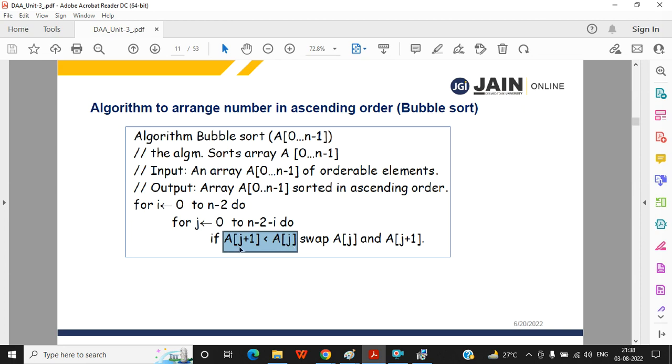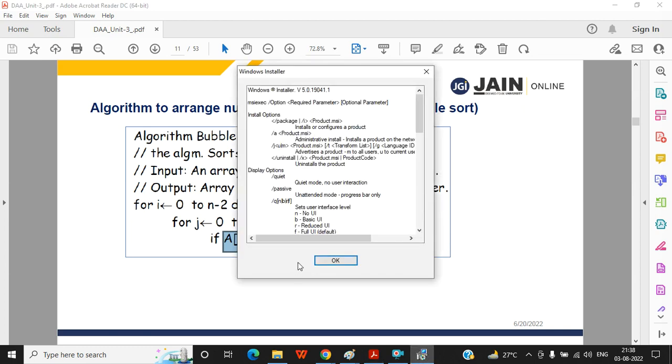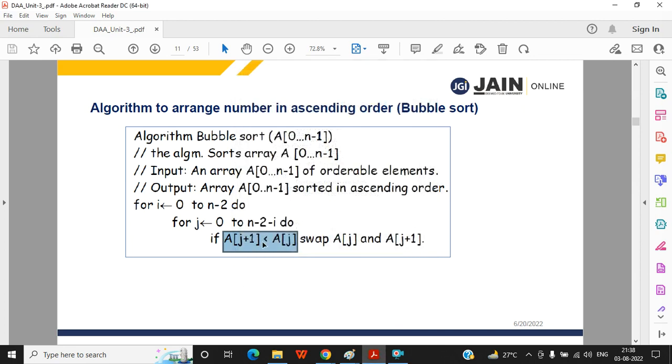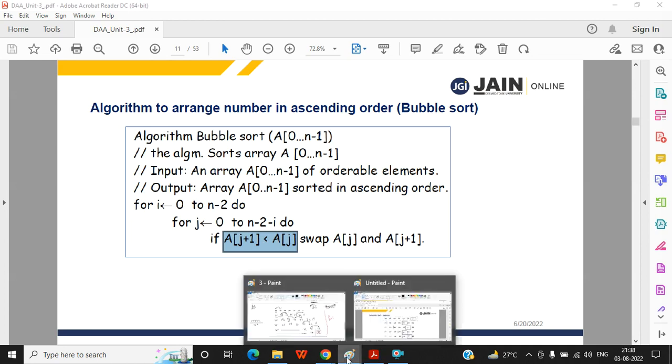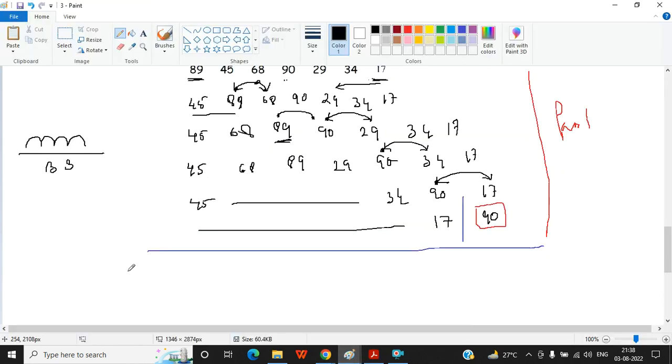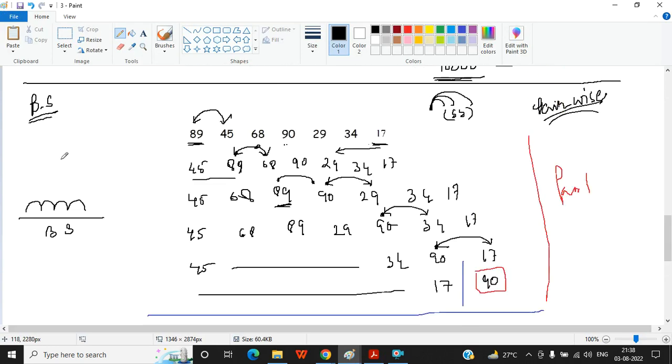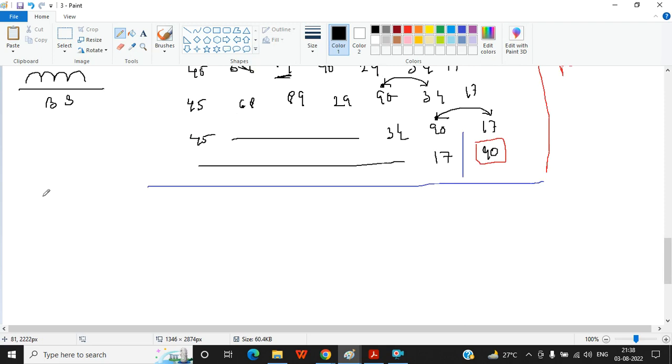From this statement we can tell that the jth element is compared with the next element, the j plus 1th element. So this is your pairwise comparison. The same algorithm can be written in another way. So in simpler terms, we can write this algorithm as follows.